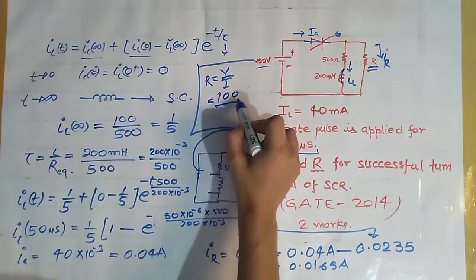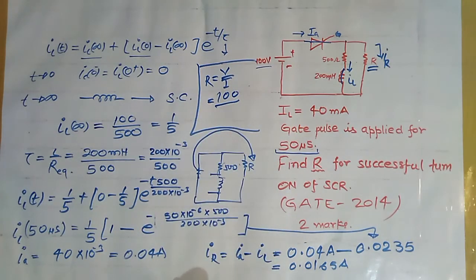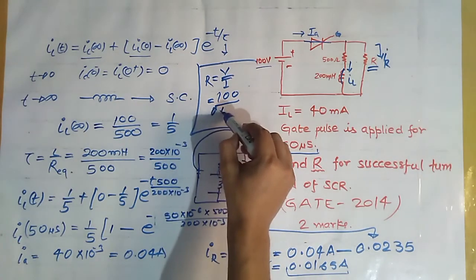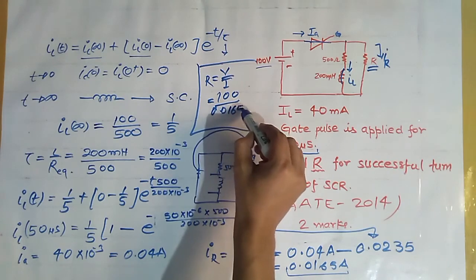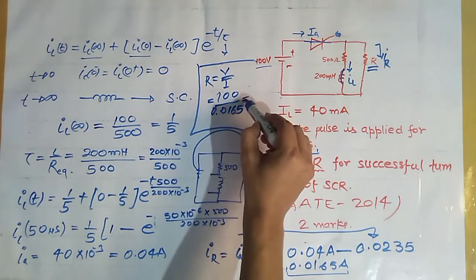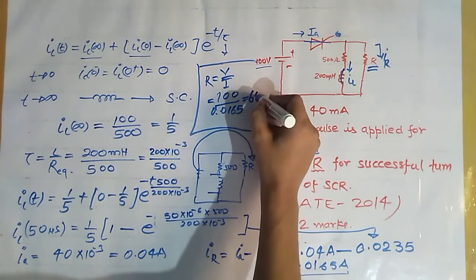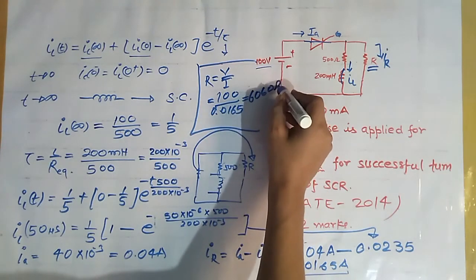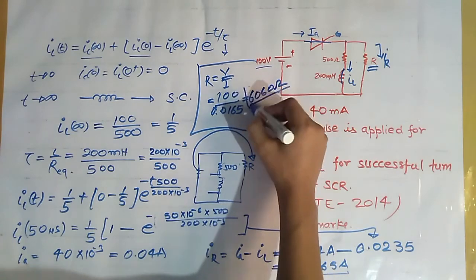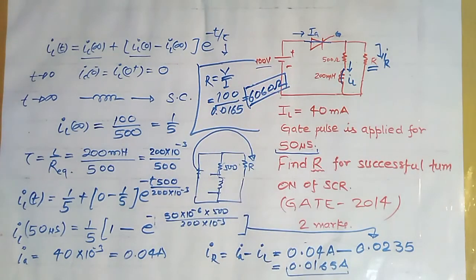Okay, 100 by what is current through this resistance? We have already calculated, that is equals to 0.0165. Okay, on solving this, we get R is equals to 6060 ohm. So our answer is 6060 ohm. Okay, so this is the solution of this question.